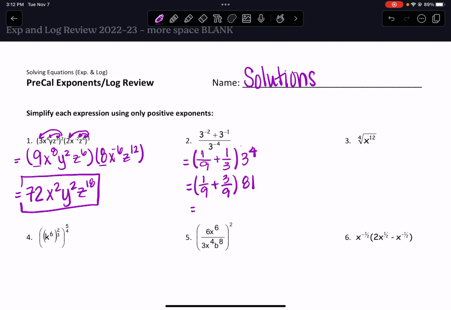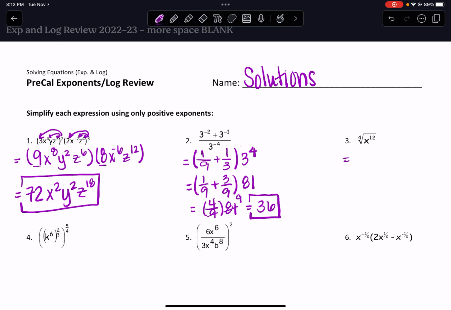So that is 4 divided by 9 times 81 is 36. Because 9 and 81 reduced by 9. So 4 times 9 is 36.